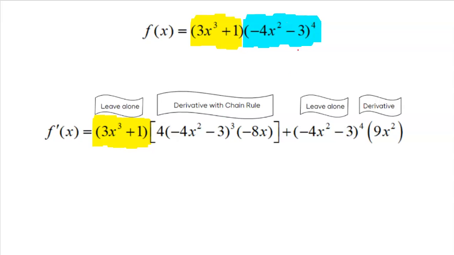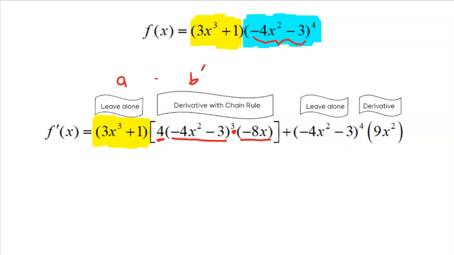So notice what happens here. The 4 fell down in front. My new power is a 3, and I left the inside alone, but I'm not done yet finding the derivative, because the chain rule says don't forget to multiply by the derivative of the inside, and the derivative of the inside is negative 8x. So now I'm done with that first part, again taking a times the derivative of b.